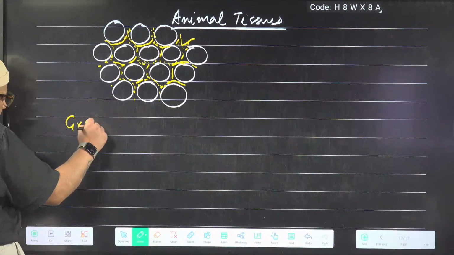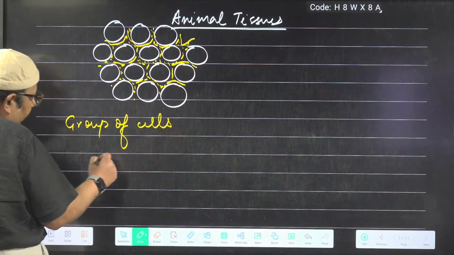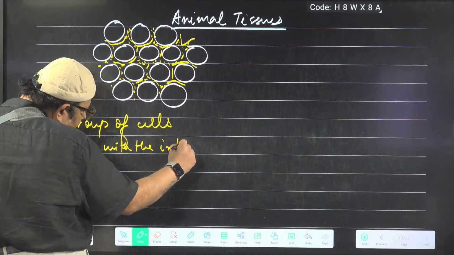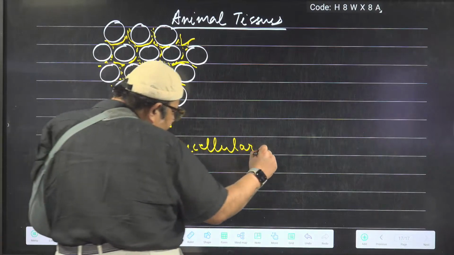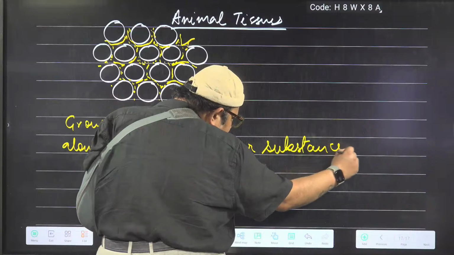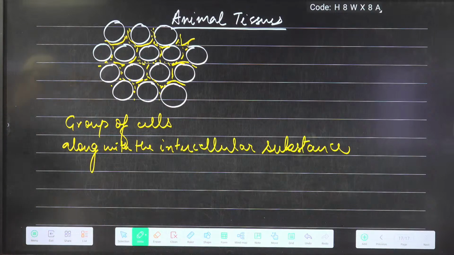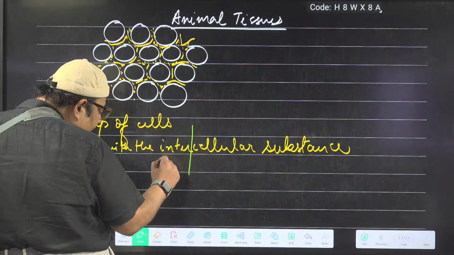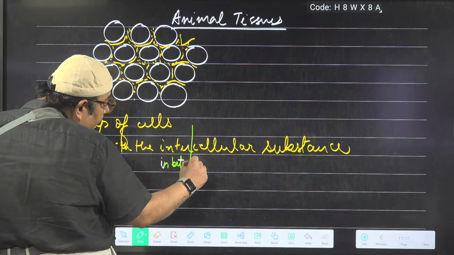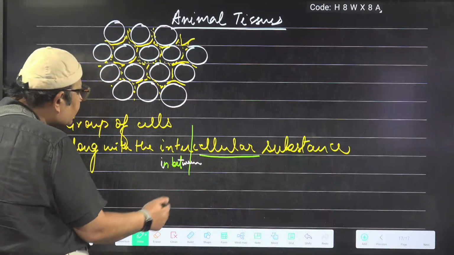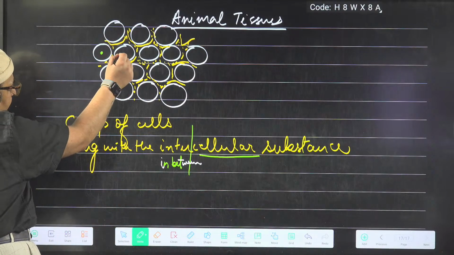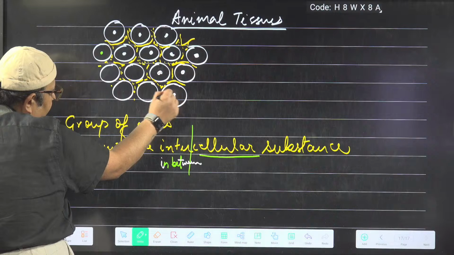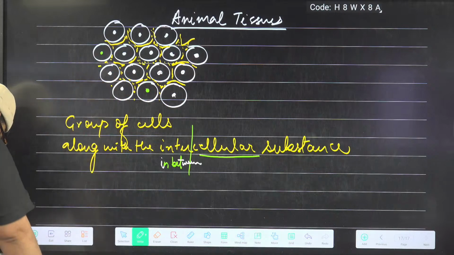So the first point is it's a group of cells. Second point is along with the intercellular substance, a group of cells along with the intercellular substance. Inter means in between. Try to understand the meaning. Inter means in between, and cellular means the cells, so in between the cells. You can see in between the cells, and these are individual cells. I am showing their nuclei also. These are the nuclei, so that now they even look like cells rather than simply balls. I have shown here, they look like cells.